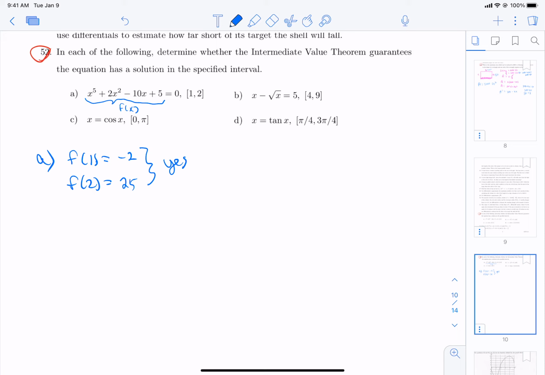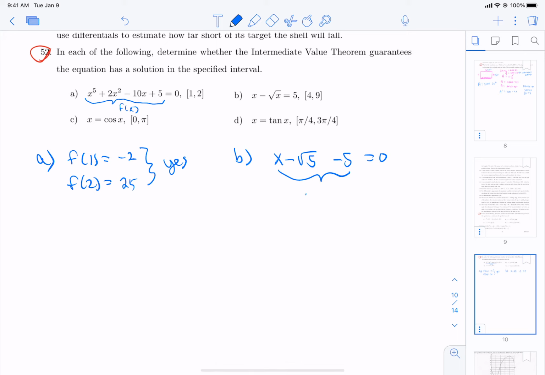Because if it's a continuous function, there's a piece of string connecting the point (1, negative 2) to the point (2, 25). Don't you have to cross over 0? That's what the intermediate value theorem says. Okay, so that's a yes. Now the problem with B, are we equal to 0? No. So the first thing we want to do with B, let's move the 5.